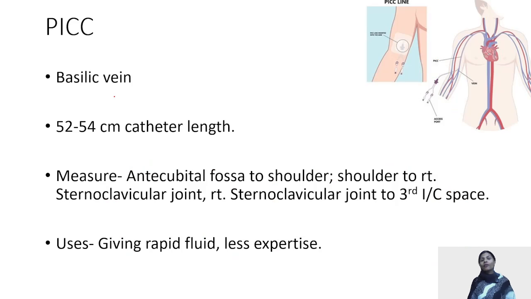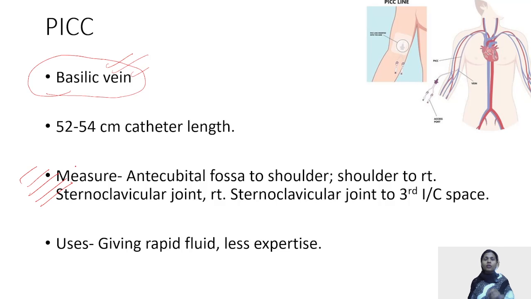Then lastly, we have the peripherally inserted central catheters. For this 4 to 5 points you all have to remember. First, where is it inserted? It is inserted in the basilic vein. How do you decide upon the length of the peripherally inserted central catheter? It starts from your antecubital fossa to your shoulder, from the shoulder to the right sternoclavicular joint, from the sternoclavicular joint to the third intercostal space. This is asked: how the length of the PICC is calculated.